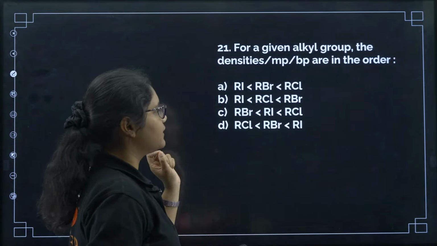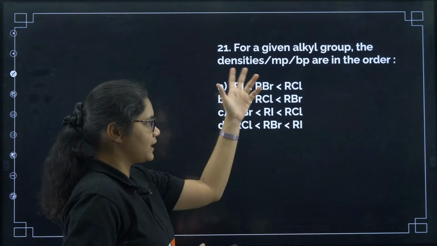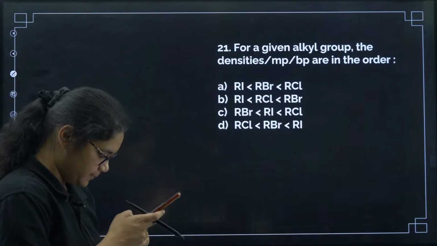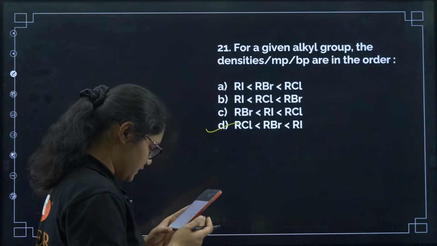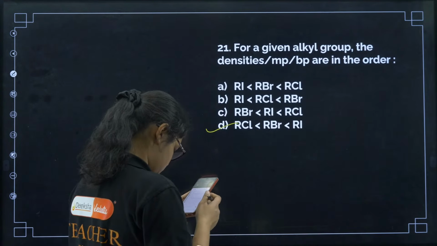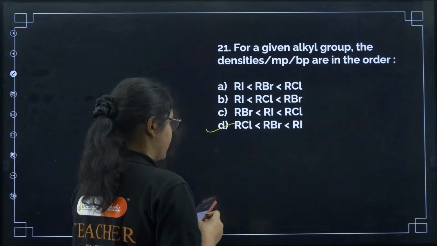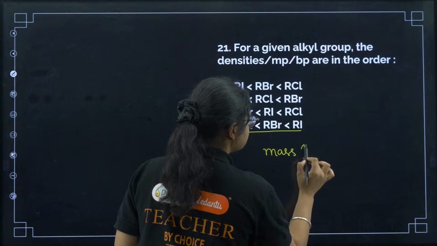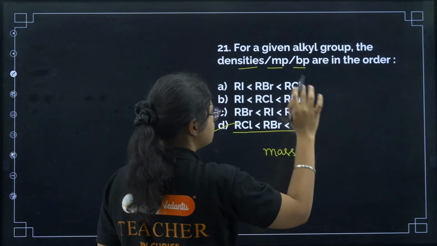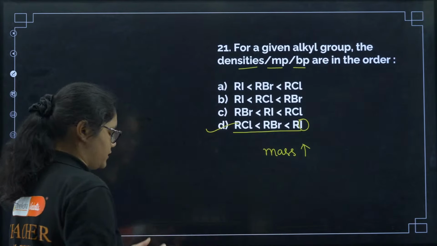Okay, for a given alkyl group, what can be the order of densities, melting points and boiling points for all three? Yes, I think Vaibhav has given the correct answer. As the mass increases, melting point, boiling point and density everything will increase. Here iodine's mass is more, so that is why the order is like this.